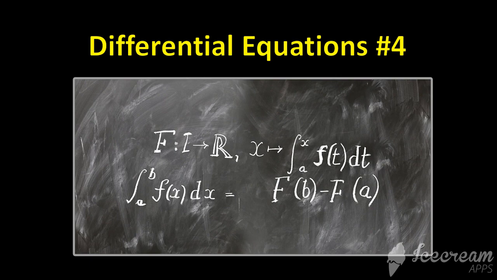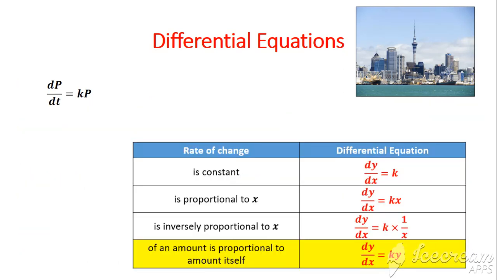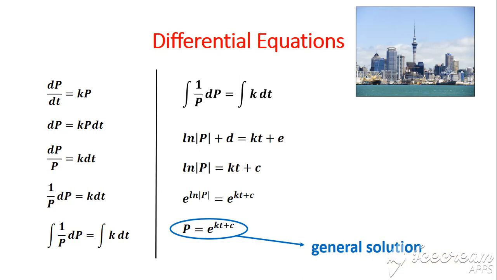This video continues on from halfway through the problem in the last video. So far we were trying to write a differential equation, determine a particular solution, and use it to estimate the population of New Zealand in December 2025. Because we'd written that New Zealand is growing at a rate that is proportional to the number of people living in New Zealand at that specific time, we decided to use this differential equation: dy over dx is equal to k times the function y. But we're changing y into p for population, and we're changing x into t for time. So we'd raced through all the algebra and we'd got to this stage so far.